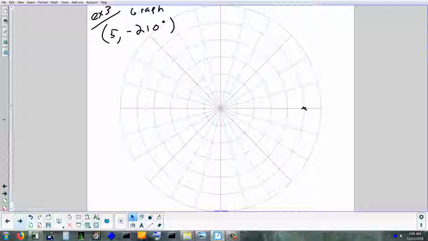Which way? Clockwise. Well, if I went halfway around, how far is that? 180. Then how far is 210 away from 180? 30. So I got to go 2 more sections. So clockwise, 1, 2, I end up right there. So I went halfway around to 180, and then I went 30 more to get me to 210.